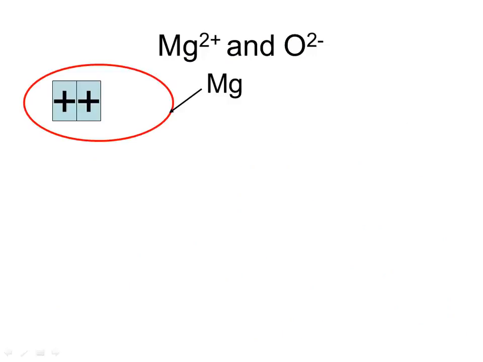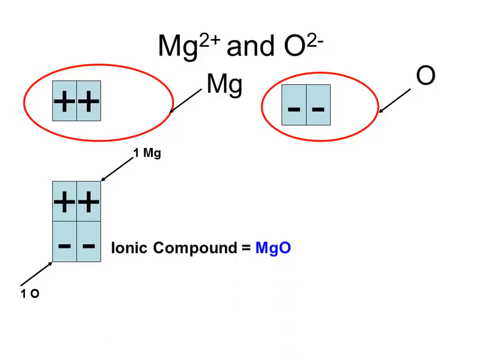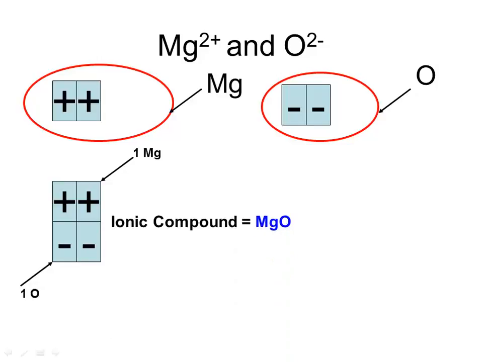Some of you like to learn it by looking at it. Another way to show it is I start out with magnesium with a 2 plus charge, oxygen with a 2 minus. Okay, so I start out with 2 plus, I go 1 by 1. 1 Mg, 1 O. Give me a zero net charge. So ionic compound is MgO.